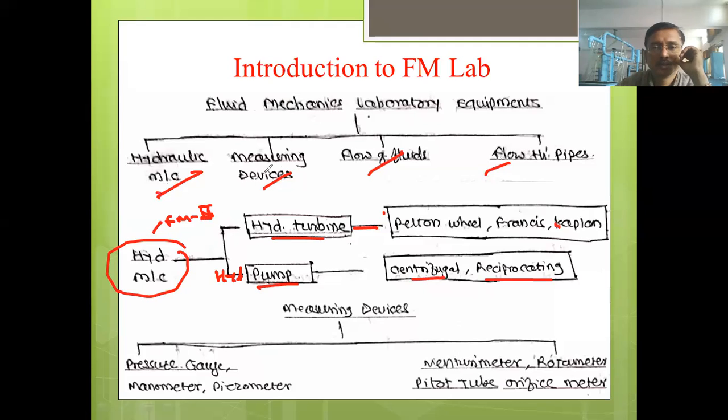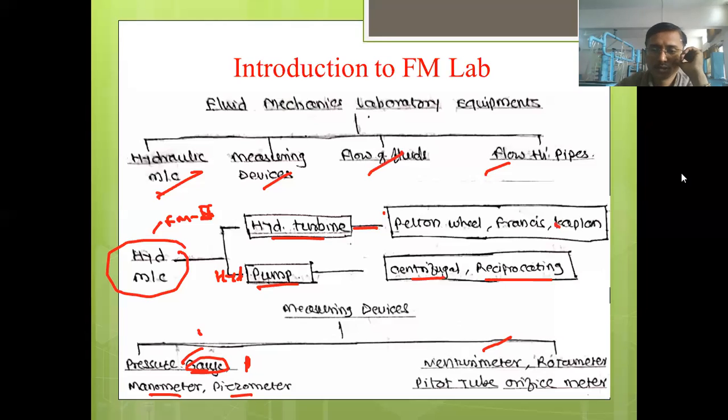Then measuring devices. We can classify measuring devices into 2 types: pressure measuring devices and discharge measuring devices. In pressure measuring devices, we have different devices like manometers, piezometers, and pressure gauges. Then simple tube manometer, differential tube manometer, inverted tube manometer. These are the devices we use for measurement of pressure.